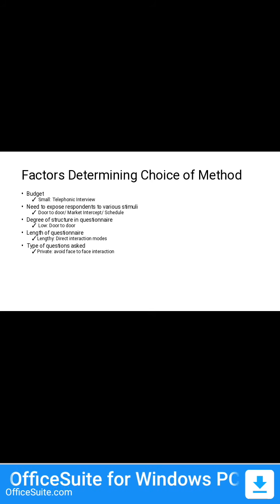Types of questions asked. Again, we have discussed this already. If private sensitive information is sought, never go for direct interaction modes. We have already discussed it. Go for modes like telephonic survey, go for mail surveys, go for computer based interviewing wherein the questionnaire gets displayed on the computer screen. The respondent comes and enters his responses and leaves. There's no interaction, there is no other person sitting or standing nearby. So you can go for these kind of modes to obtain private information from the respondent.